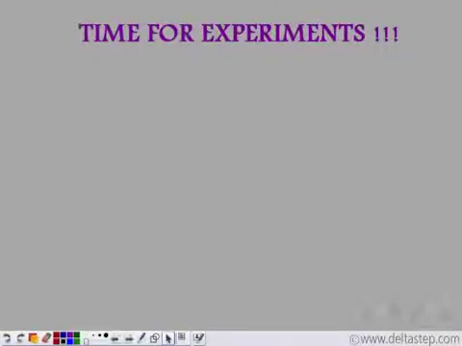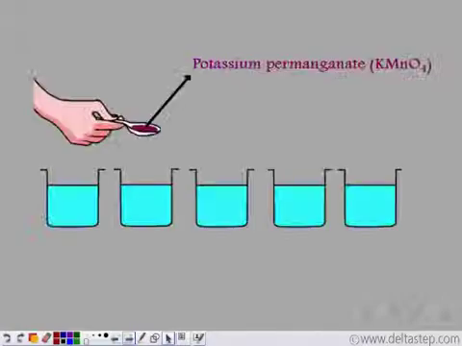Let's perform some experiments and see if we can conclude something from these experiments. Here we take 5 beakers containing equal quantity of water. We take a substance known as potassium permanganate having the formula KMnO4. It is a dark pink colored substance.